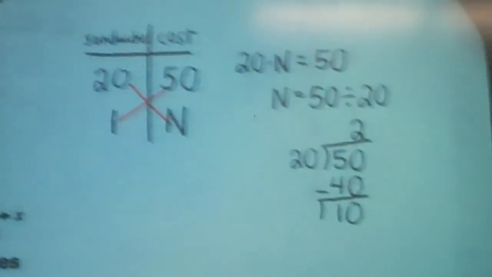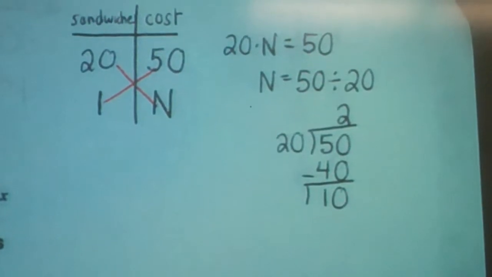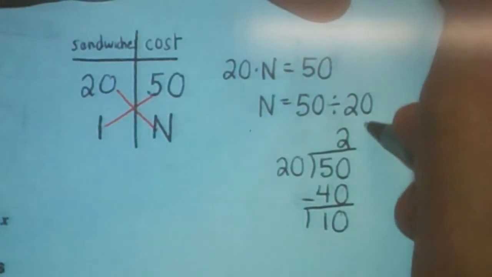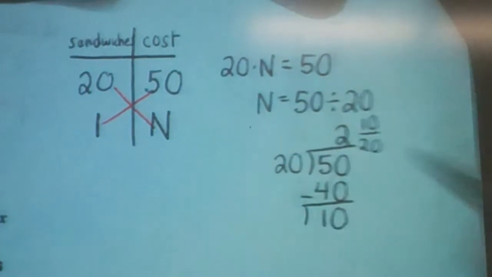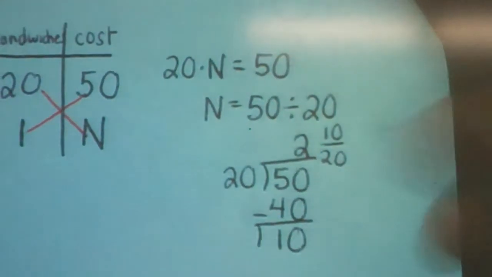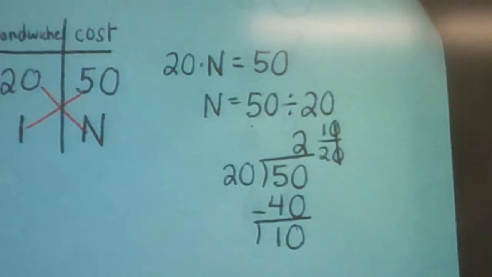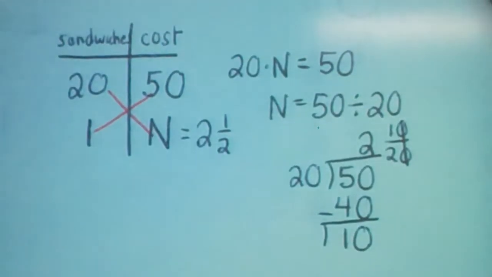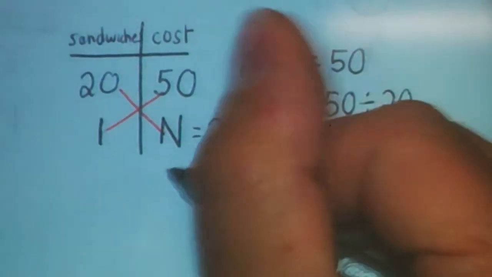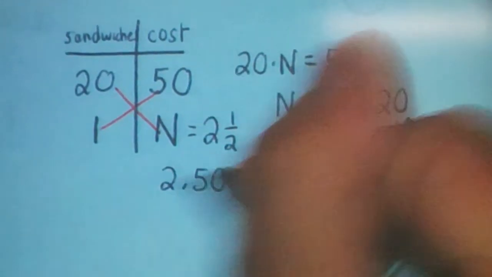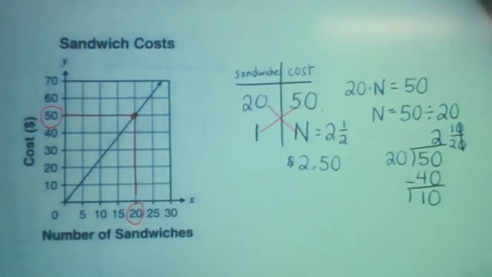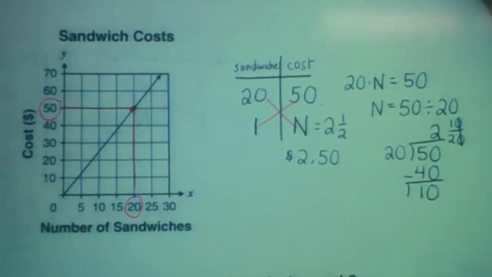There's a couple of things you can do here. One way would be to make this 10/20ths and reduce it to 2.5. How much money, when you say 2.5, how much money is that? If you said $2.50, you would be correct. So that means that one sandwich costs $2.50.